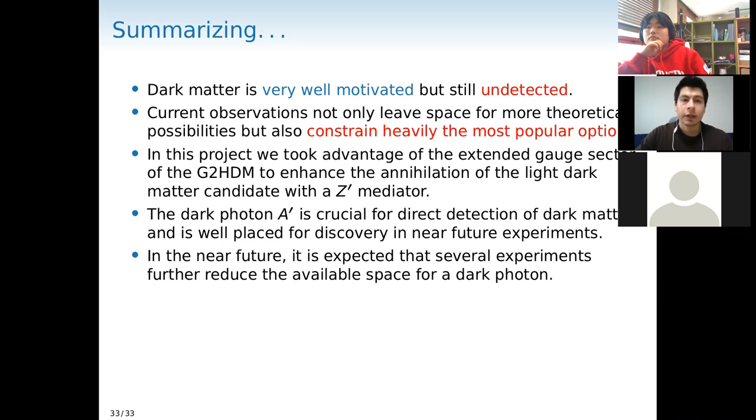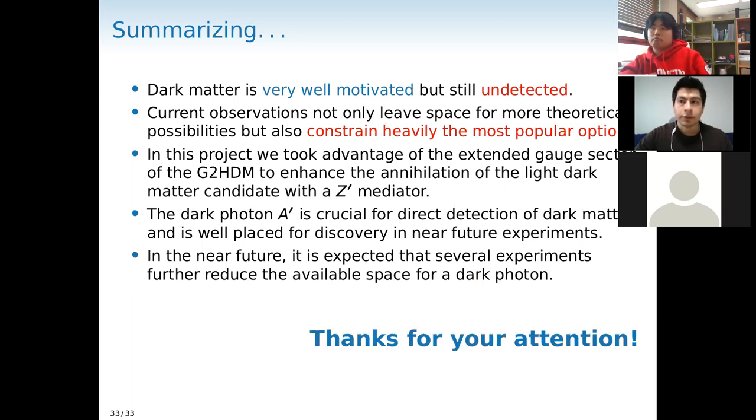We also have an A prime photon, a dark photon, which is crucial for the direct detection of dark matter, which is mediated by the lightest mediator. And we can see that it's actually very well placed for discovery in near future experiments. It is expected that several experiments will reduce the available parameter space for the dark photon, and hopefully also for dark matter. And thanks for your attention.